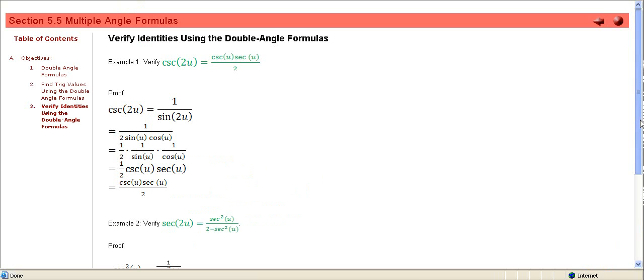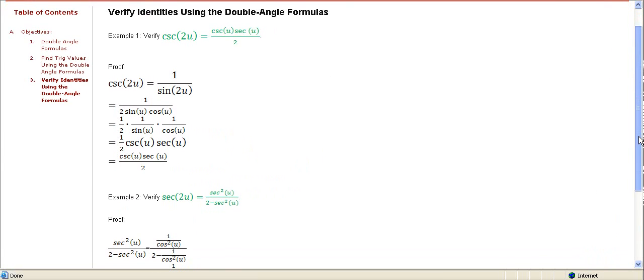Okay. Now let's look at the next objective, which is to verify identities using the double angle formulas. And these double angle formulas you don't have to have memorized. You're going to be able to use them on a formula sheet for the final exam, but you should be able to apply them certainly. So if we want to verify that cosecant of 2u is cosecant u times secant u over 2.